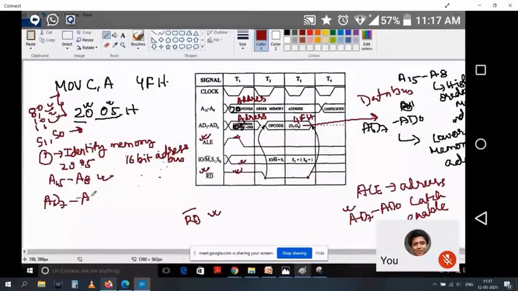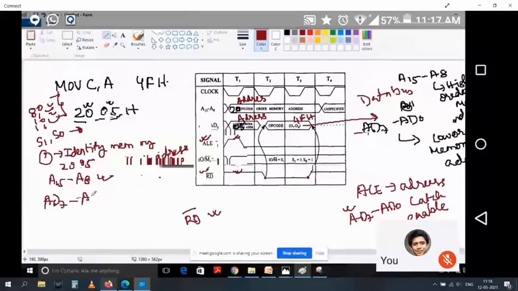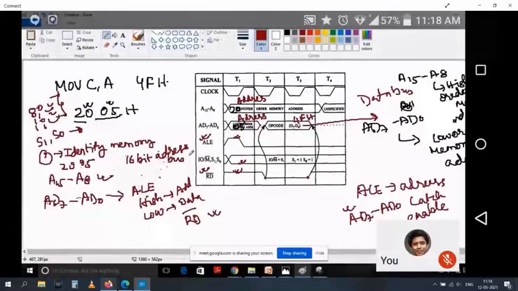So how will I make it an address bus or a data bus? I will use the signal ALE, address latch enable. If my address latch enable is high, then this is an address bus, and if it is low, then this is a data bus.